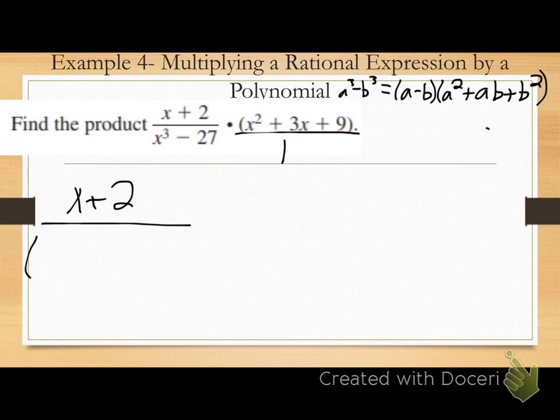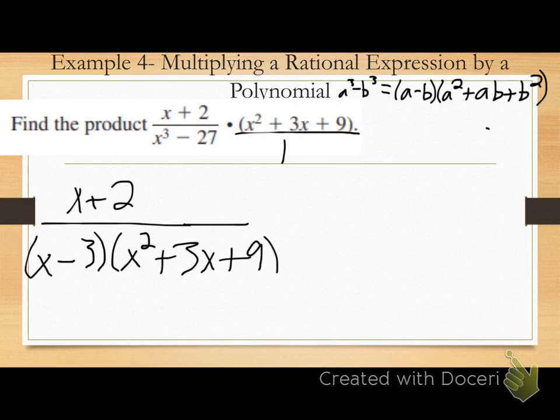So, what are we plugging in for a? X minus, what's our b value? 3 times, what are we plugging in for a again? X. So I get x squared. What am I plugging in for a? X, and then plugging in for b, I'm plugging in 3, so we get 3x there. Plus b squared, what's 3 squared? 9. Everyone okay with that?